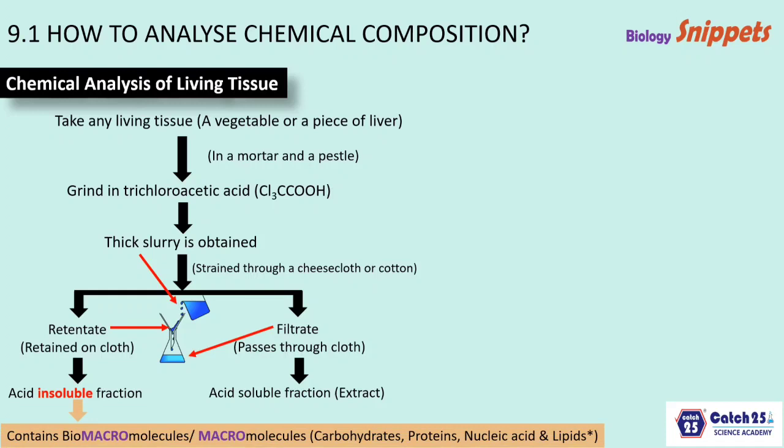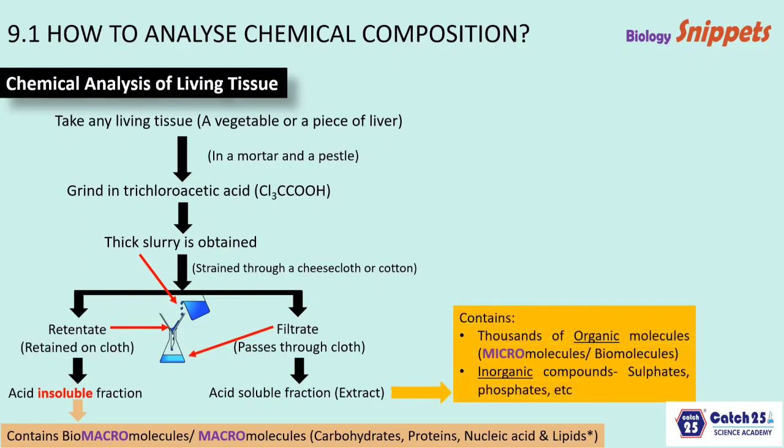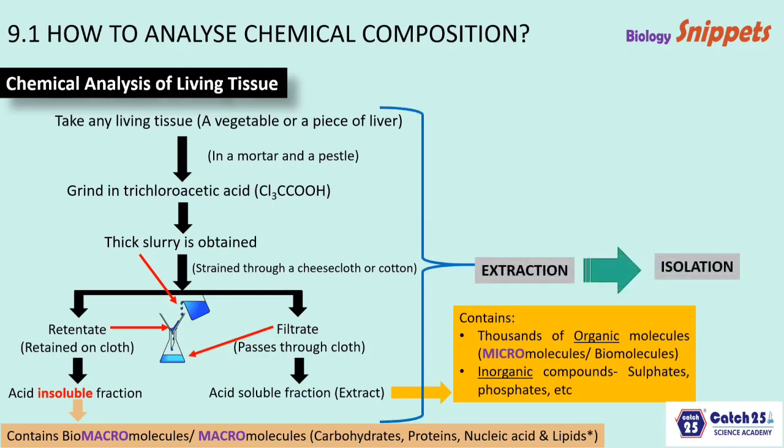When the chemical analysis was done, the acid-insoluble part was found to have carbohydrates, proteins, nucleic acid and lipids. These chemicals are known as biomacromolecules or simply macromolecules. On the other hand, the acid-soluble part was found to have thousands of organic molecules called micromolecules, and a few inorganic compounds like sulfates and phosphates were also found. So this is how biomolecules are extracted, isolated and purified.